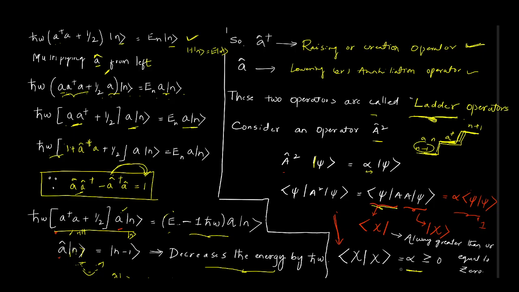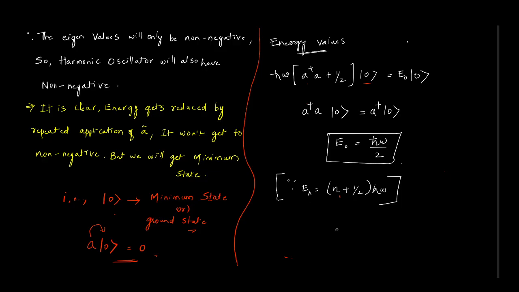So the minimum value of energy or state will be greater than or equal to 0. You can observe that the eigenvalues will only be non-negative. So the harmonic oscillator will also have non-negative terms. So the eigenvalues are non-negative, and the harmonic oscillator eigenvalues will be non-negative.